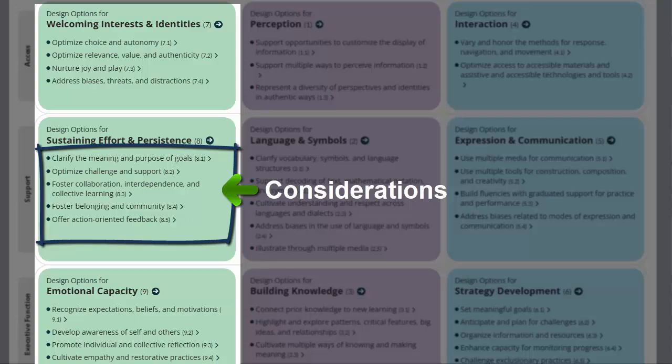Think of them as kind of like an evidence-based toolbox. We know that each of these practices works, but it's up to you to pick the right tools for your learners, your field, and your context.